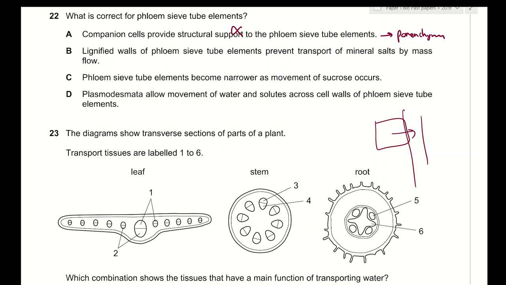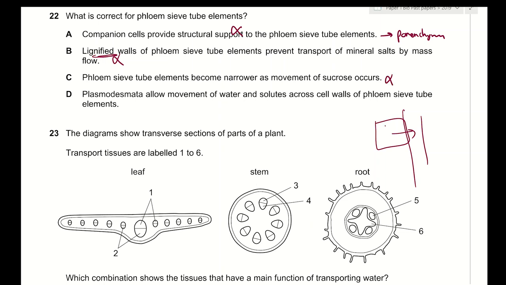For B. Lignified walls of phloem sieve tube elements prevent transport of mineral salts by mass flow. So, lignified walls don't actually prevent the transport of anything. Lignified walls are just present for structural support. Therefore, this is incorrect. C. Phloem sieve tube elements become narrower as movement of sucrose occurs. Now, this is actually incorrect.